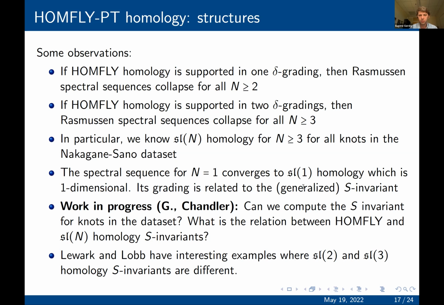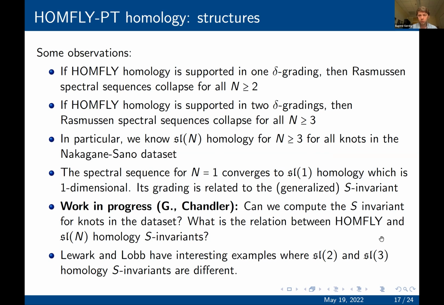Rasmussen's s invariant. And so then the natural question that we're looking at with Alex is, can we compute this capital S invariant for all knots in the data set, or for some knots in the data set? And can we actually understand this spectral sequence for n is equal to 1? And in many cases we can, and I'll show maybe in a second how.